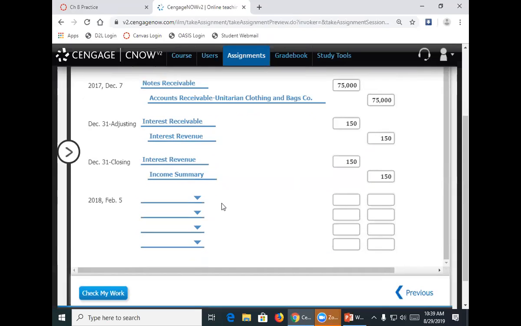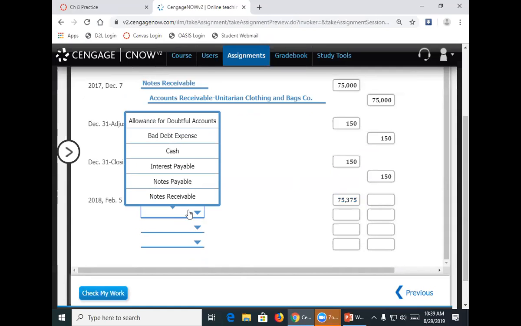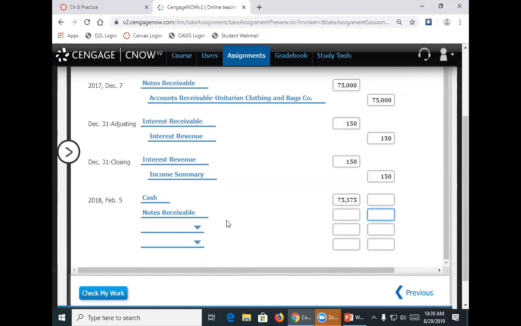So what do I debit? Good. For how much? Very good. 75,375, so principal plus interest. What do I credit? Notes receivable for 75,000. Good. Interest receivable. Good. For 150. Perfect. Interest revenue, 225. Perfect.